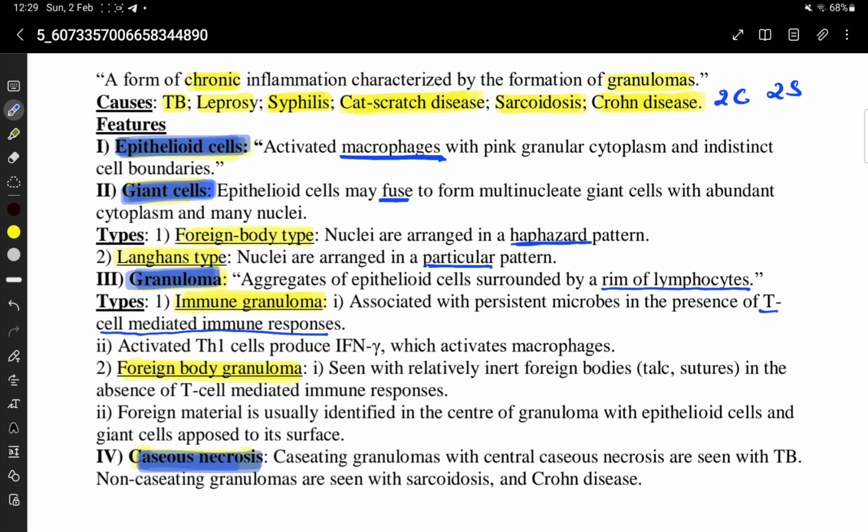Activated Th1 cells produce interferon gamma, which activates the macrophages. Immune granuloma is associated with persistent microbes in the presence of T cell mediated immune response.